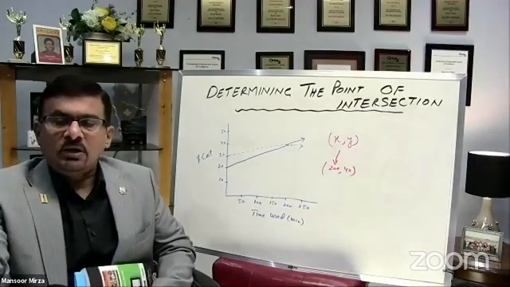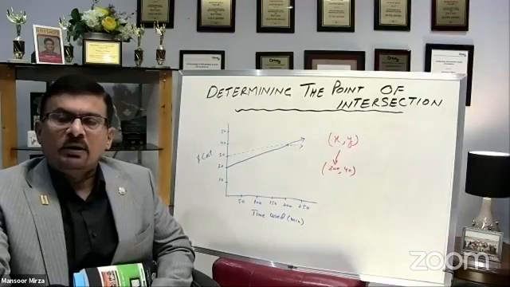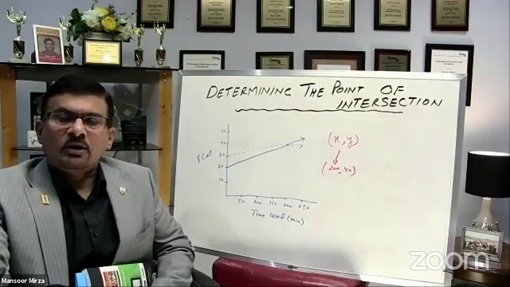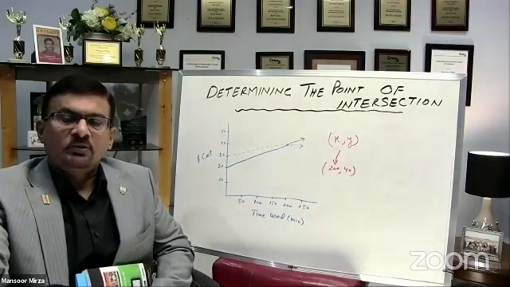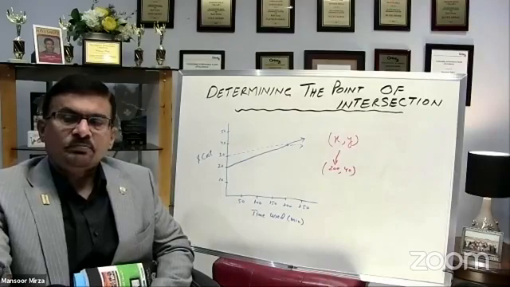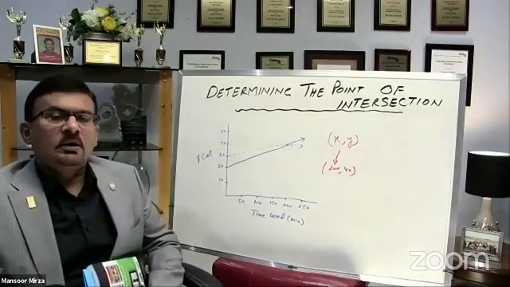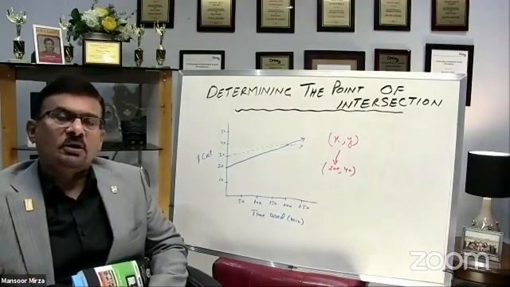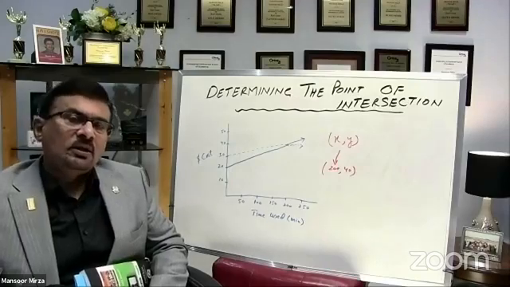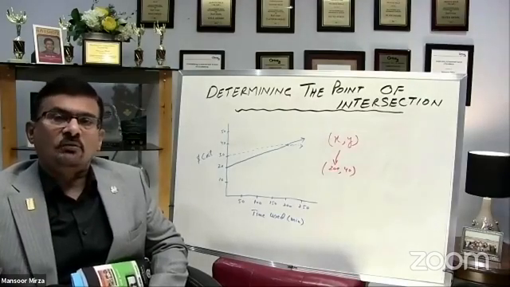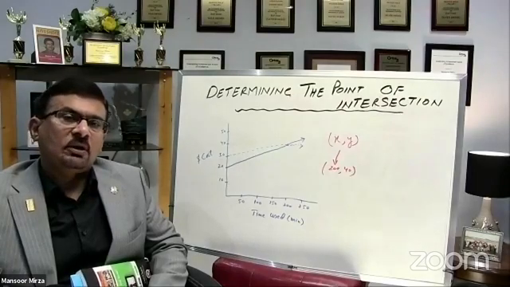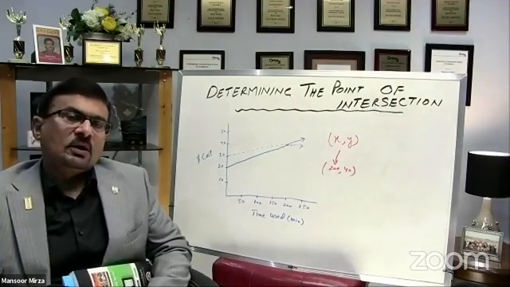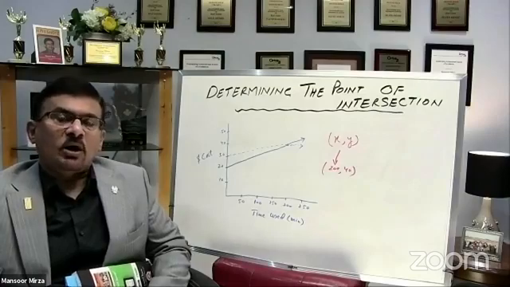As you know, today the topic of this lesson is determining the point of intersection in a linear equation system. In a linear equation system, how can we determine the point of intersection, or in other words the solution of those linear equations, when you are given two linear equations in the same scenario, and you can find their point of intersection.